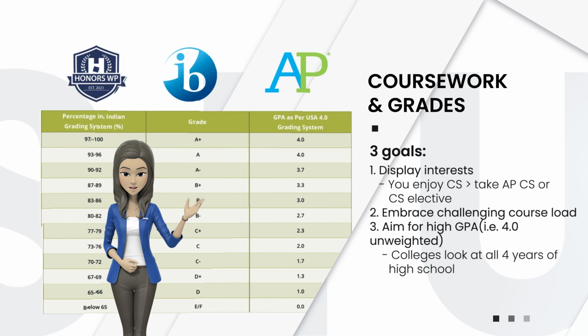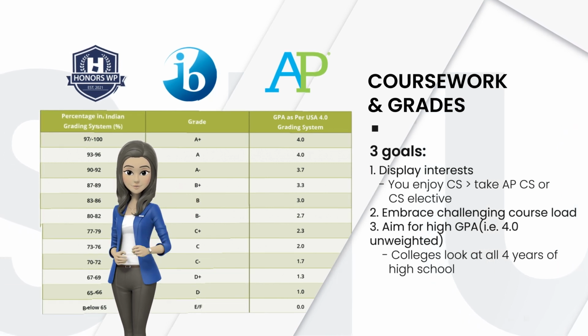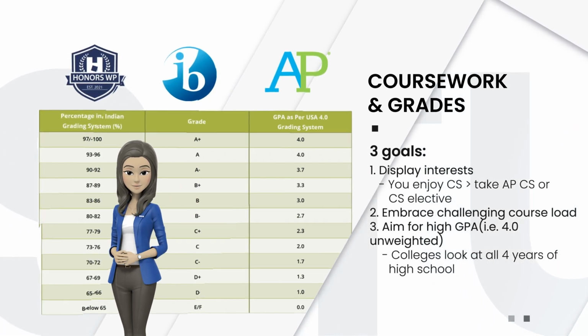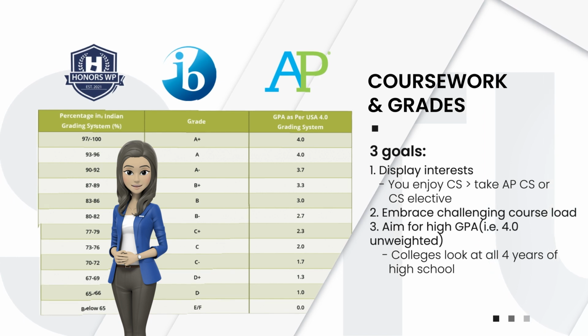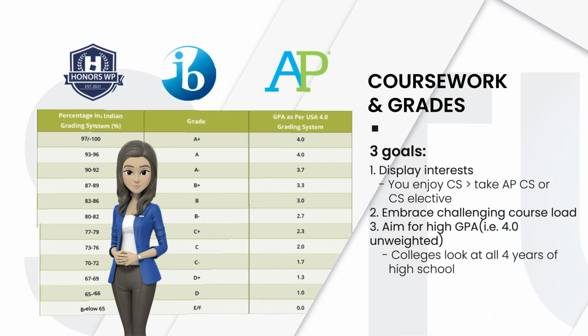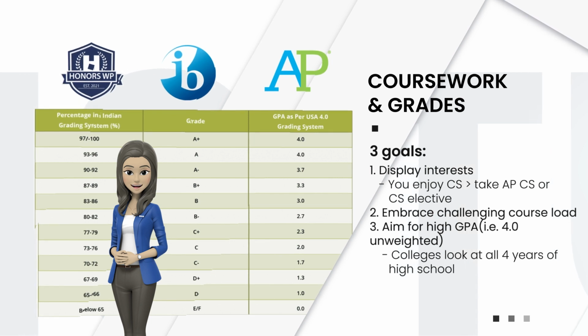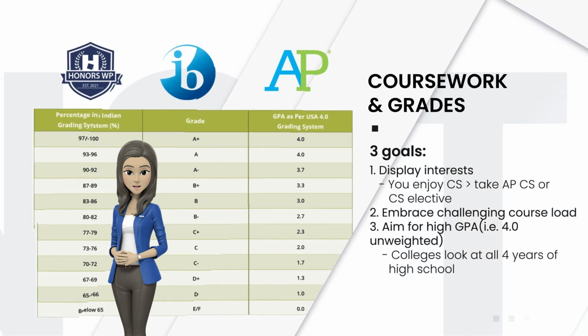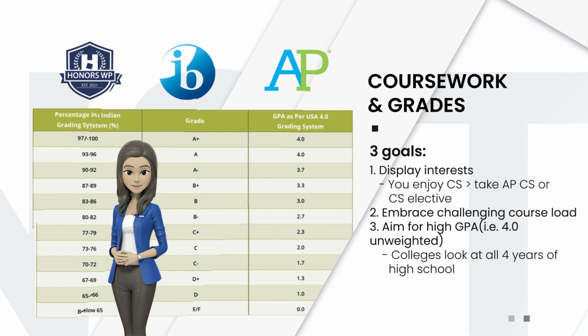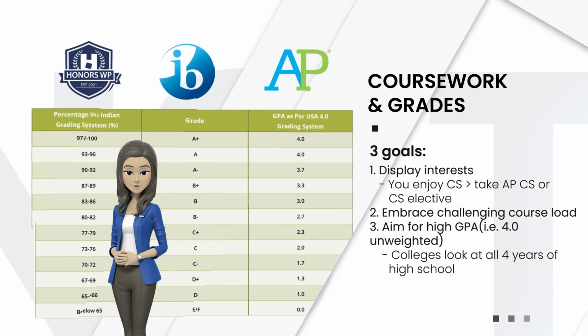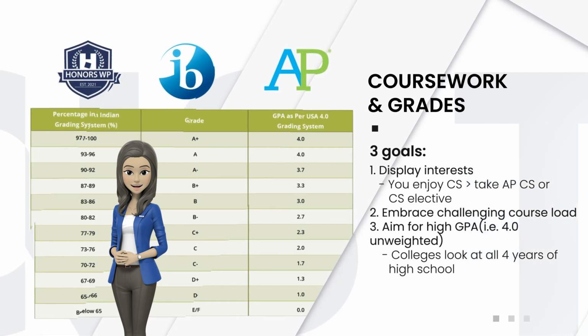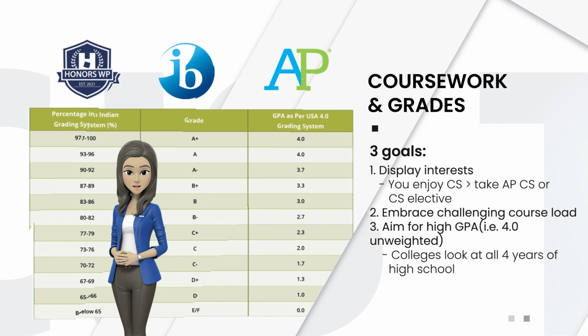If you're scared of taking a class, try it out and see if it works for you. While that is true, you don't want it to bump your grade completely down. So be aware of that and try to find that balance between having a challenging course load, but also maintaining a good GPA at the same time. And generally, try to aim for a high GPA. Ultimately, it's 4.0 unweighted at the top, but try your very best.